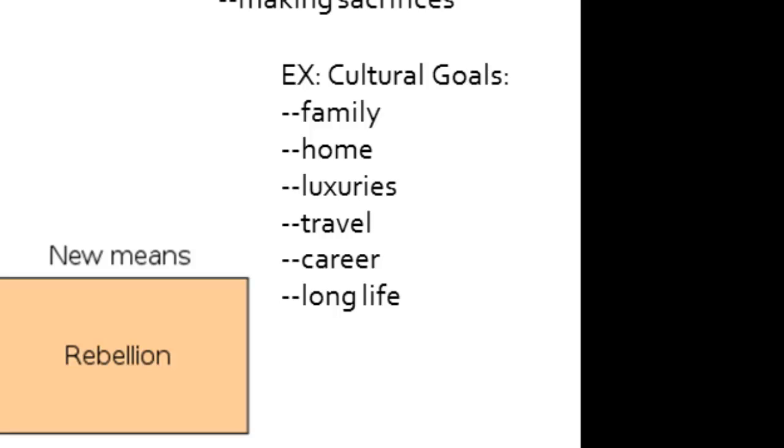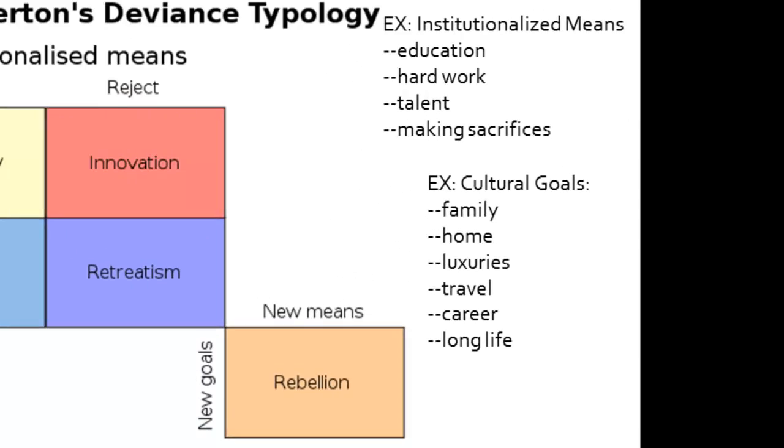We want to have a family. We want to have a home. We want to have enough money to afford luxuries like a car or go on vacations, have a good career, and basically live a long life. Those are things that we consider to be cultural goals.